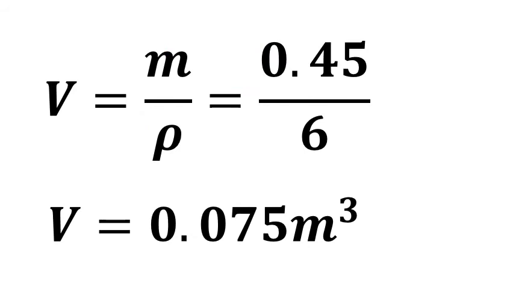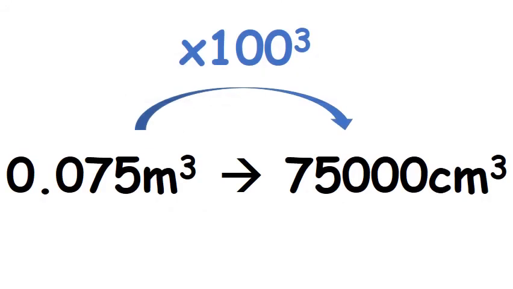Once I've done the conversion, I use the formula volume equals mass over density, 0.45 divided by 6, and that gives us a volume of 0.075 meters cubed. Finally, if you decided to go the other way, convert the density initially to grams per centimeter cubed, or you were asked to find the volume in centimeters cubed, you should end up with this answer here, which is 75,000 centimeters cubed. Alright?